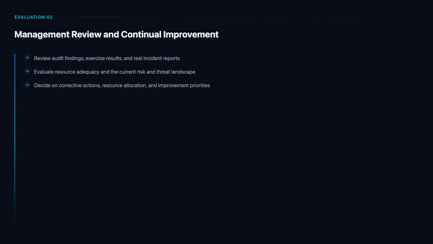Based on the review inputs, management decides on corrective actions, allocates resources to address gaps, and sets improvement priorities for the next cycle. These decisions are documented and tracked to completion. Continual improvement means feeding lessons learned back into updated plans, new training programs, and revised exercise scenarios. The goal is a BCMS that gets stronger with every cycle, not one that stays static after initial implementation.